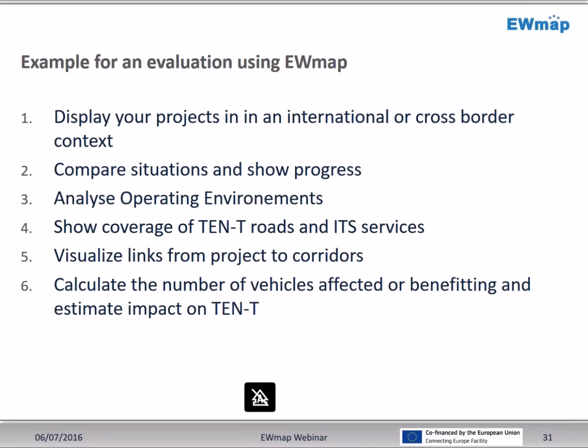You can analyze the operating environments, which are basic concepts. You can show coverage of 10T roads and ITS services, like stated before. You can then say what is the coverage of the 10T roads as such with this and that service. You can visualize links from project to corridors. So you can say where a certain project is located within a corridor, and what is its relationship to the entire corridor as such.